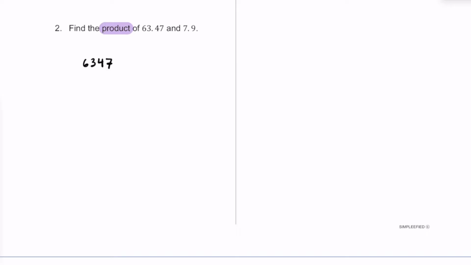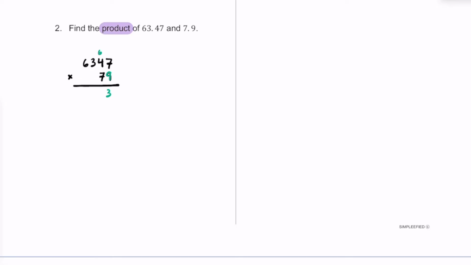So we're going to go ahead and say, make this number 100 times too big by getting rid of that decimal. And let's go ahead and make the 7.9 10 times bigger by getting rid of its decimal. Let's just go ahead and multiply these whole numbers and then make our product later on 1,000 times smaller. So then we go ahead and start with the ones place here. So 9 times 7 is going to be 63.